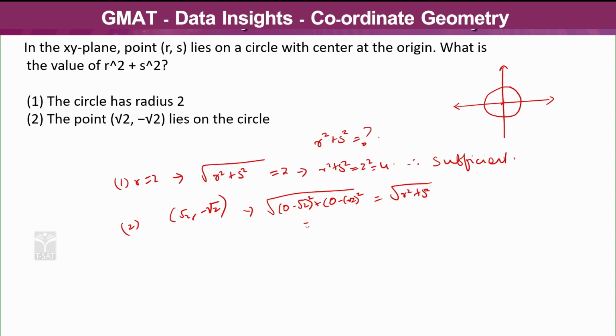So this will come out to be 2 into 2, 4, which means that it is equal to 2, which is equal to root of r square plus s square. Therefore r square plus s square is equal to 2 square, that is 4. Therefore this alone is also sufficient to answer the question. So the answer option is D, when both statements alone are sufficient to answer the question.